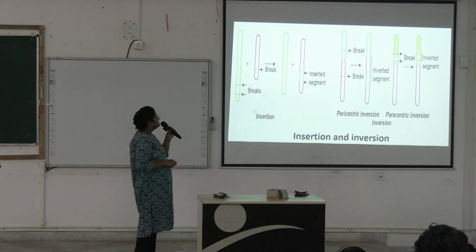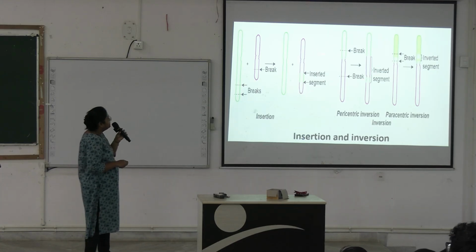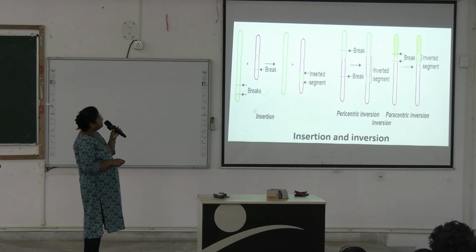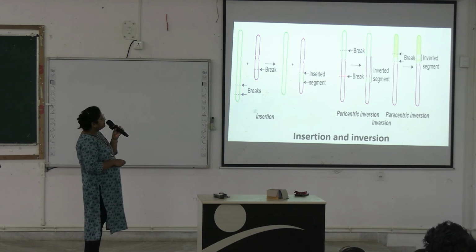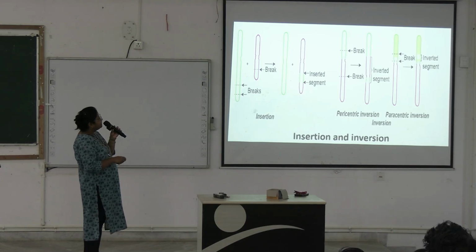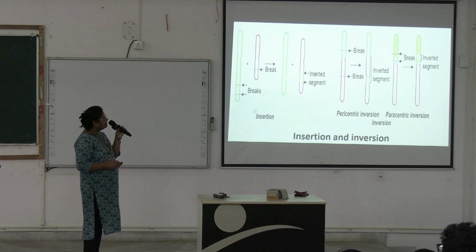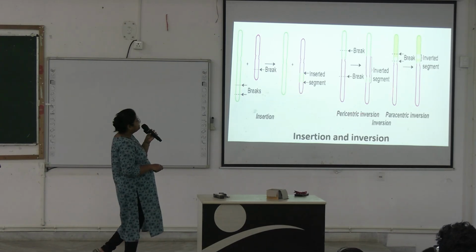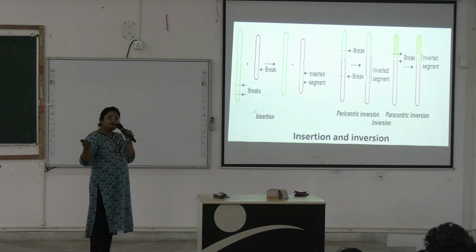In inversion, this is pericentric inversion, this is paracentric inversion. Pericentric means the breaks occur on the two sides of the centromere, one on one side, another on the other side. Then the segment reverses and joins with the same chromosome. You can see the green portion is coming here, and the pink portion is coming to the opposite side. So this is known as pericentric inversion. Next, here is paracentric inversion. Here the two break points are on the same side of the centromere.